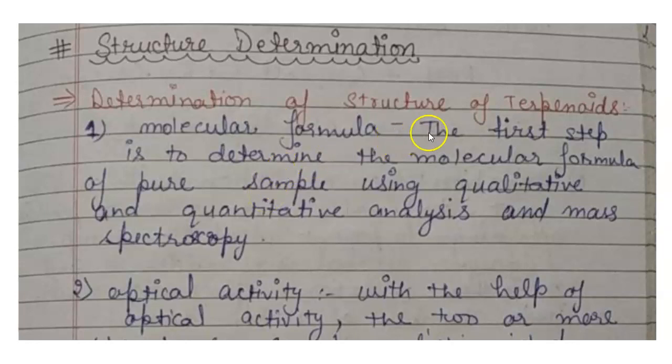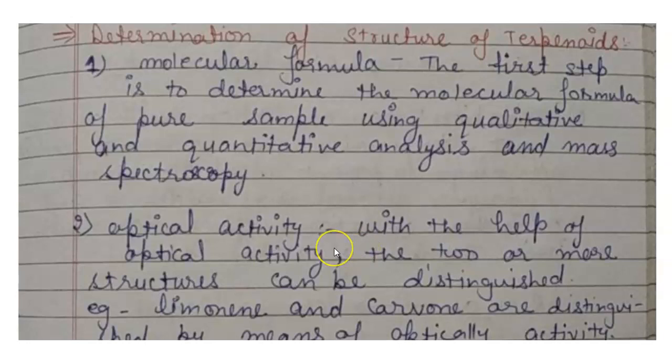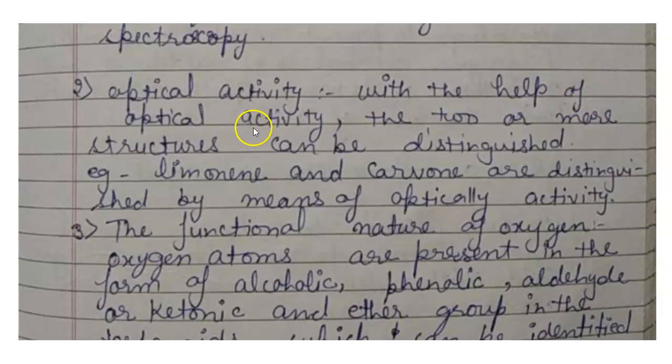First is the molecular formula. The first step is to determine the molecular formula of the pure sample using qualitative and quantitative analysis and mass spectroscopy. The second point is optical activity. With the help of optical activity, two or more structures can be distinguished. For example, limonene and carvone are distinguished by means of optical activity.